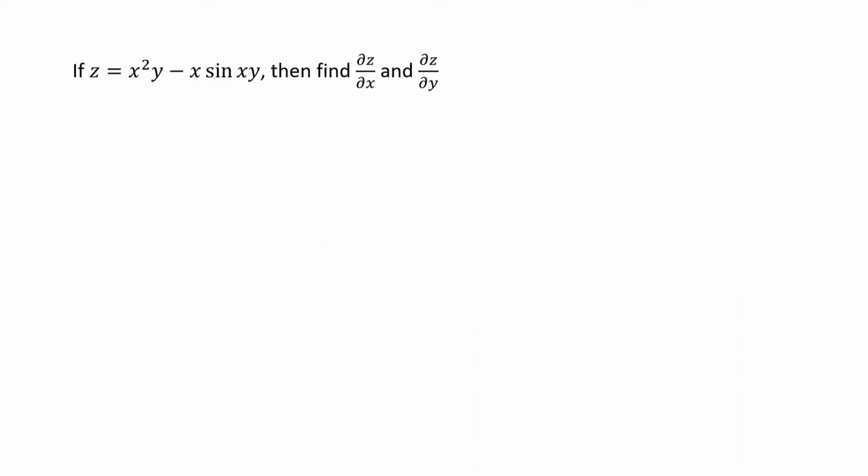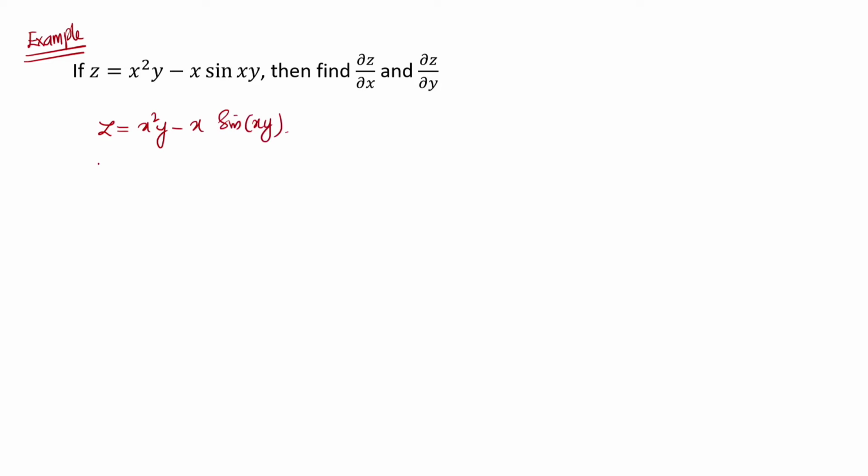Now we have an example question. Find, if z is equal to x square y minus x sine xy, find dou z by dou x and dou z by dou y. So we have the function z is equal to x square y minus x sine xy.